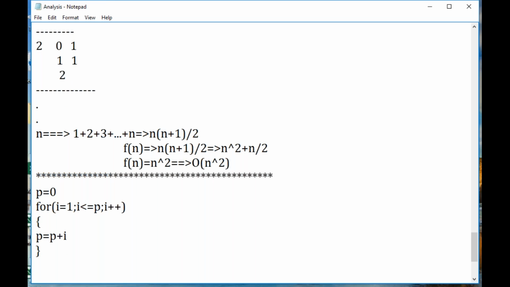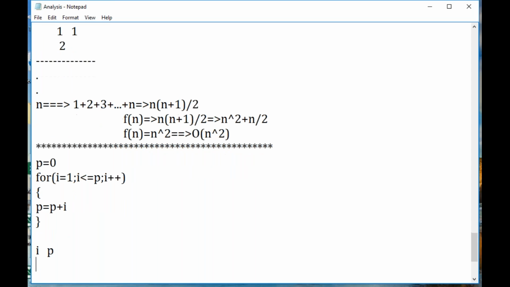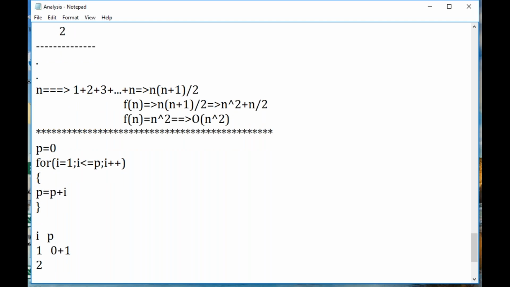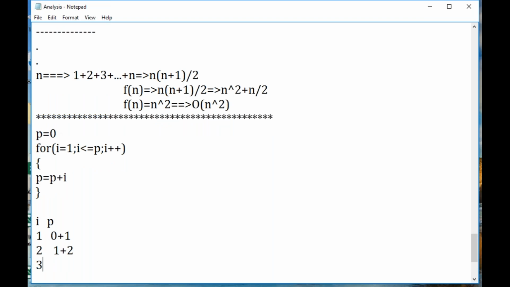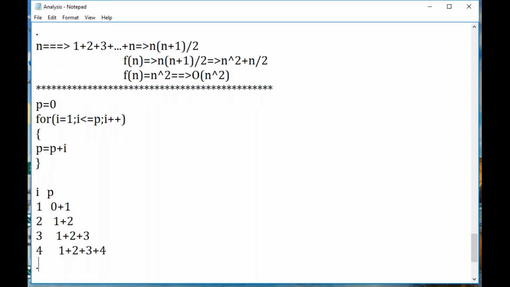What is the time function for this particular loop? Let me mention your I and P. We'll trace it. Whenever your I value is 1, I come inside, where the initial value of P is 0, so 0 plus 1. When your I value is 2, already it is 1, so 1 plus 2. When your I value is 3, your P value will be 1 plus 2 already there, along with the 3. Just look at the loop here. Again, your I value is 4, your P value will be 1 plus 2 plus 3 along with that 4. And so on, like this it goes.